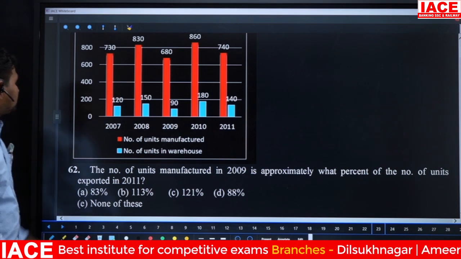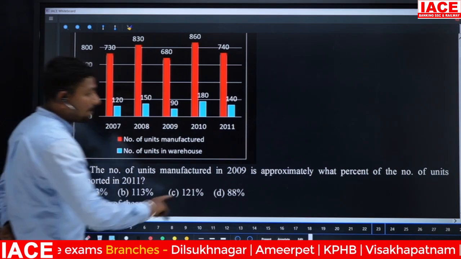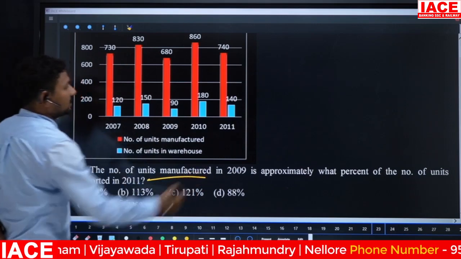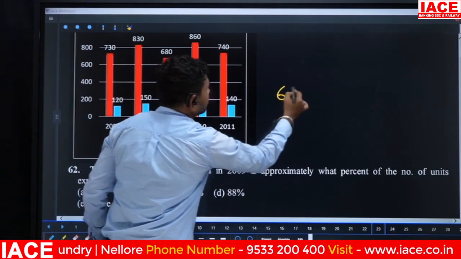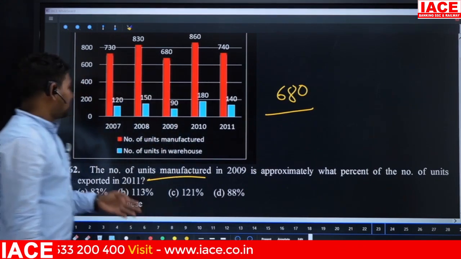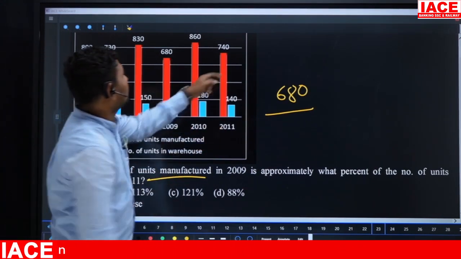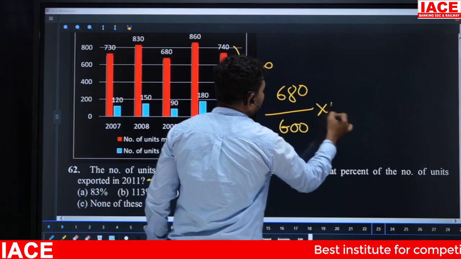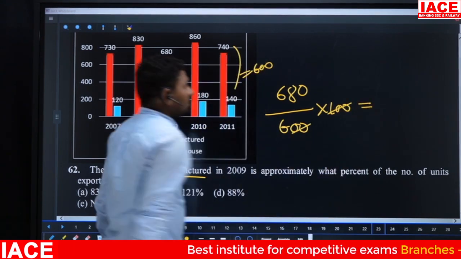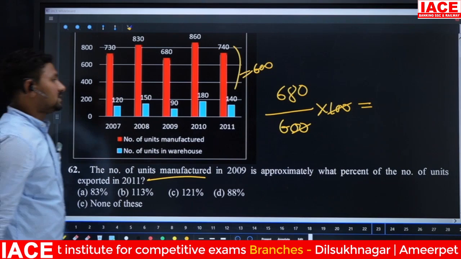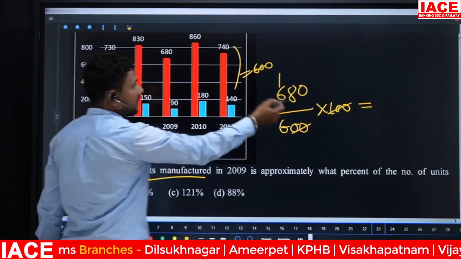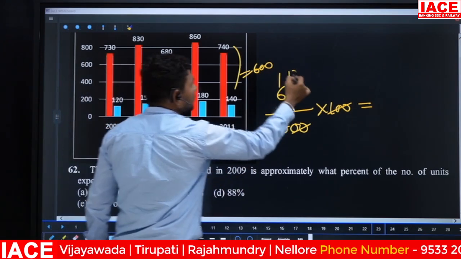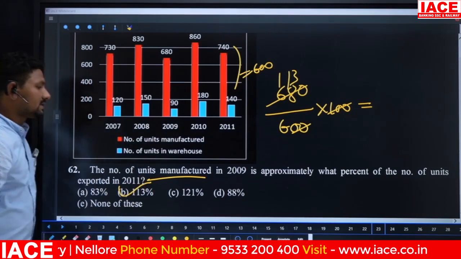And next, the 62nd question. The number of units manufactured in 2009 is approximately what percentage of the number of units exported in 2011? They are asking the manufacturing value. Manufacture of 2009 is 680. Exported in 2011: 740 minus 140, the difference is 600. It is the exported value. We need a percentage, so multiply by 100. 0000 cancel. 680 by 600, 6 1 ja 6, and 6 1 ja. Only double one started with this number and next 20 will be there. That means how much percentage? 113 percentage.